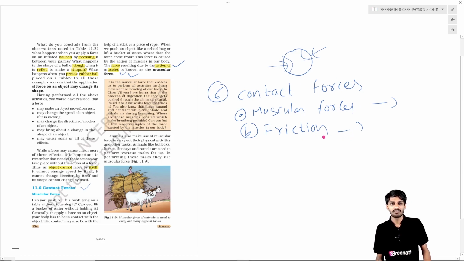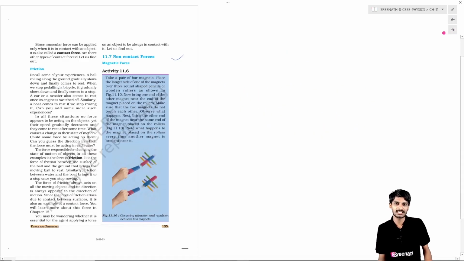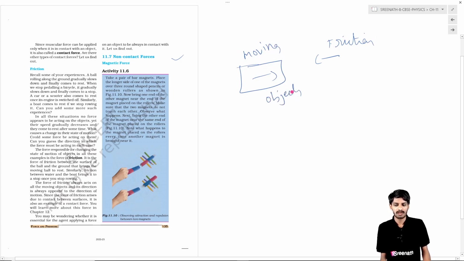The second thing is frictional force. We will learn more about friction in the next class, but for our convenience, now we will talk about it a little. Okay, what is meant by friction? Friction always acts in the opposite direction to the moving objects. Friction always opposes the motion. Friction always acts in the opposite direction to the motion.